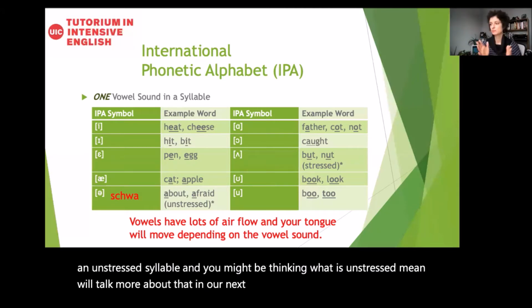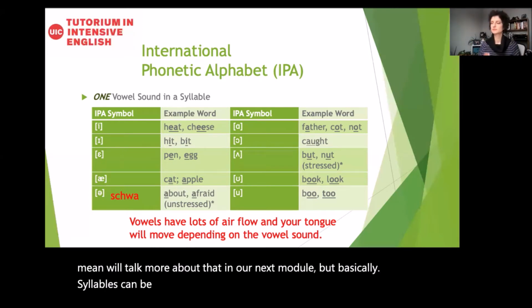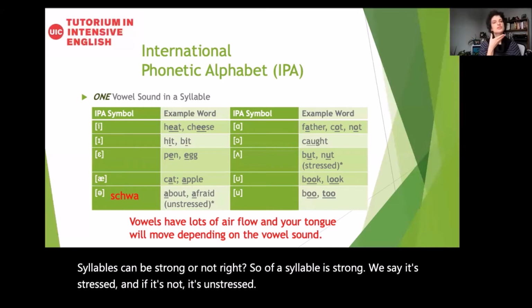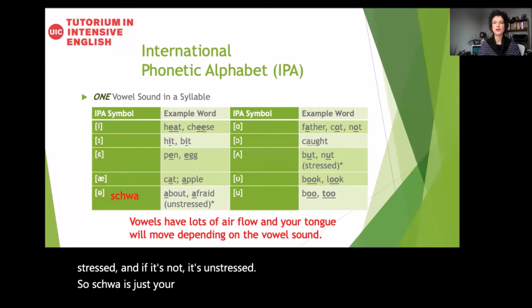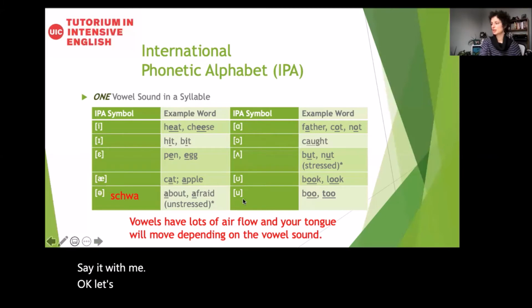But basically, syllables can be strong or not, right? So if a syllable is strong, we say it's stressed. And if it's not, it's unstressed. So schwa is just your tongue on the bottom of your mouth. Say it with me. Okay, let's go down the next side of the chart.